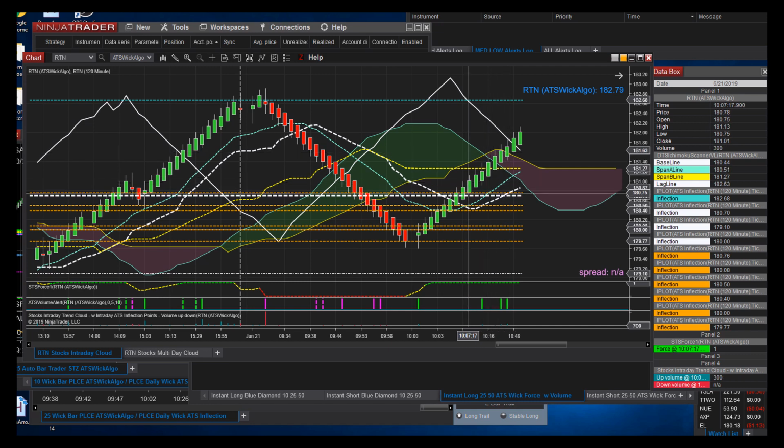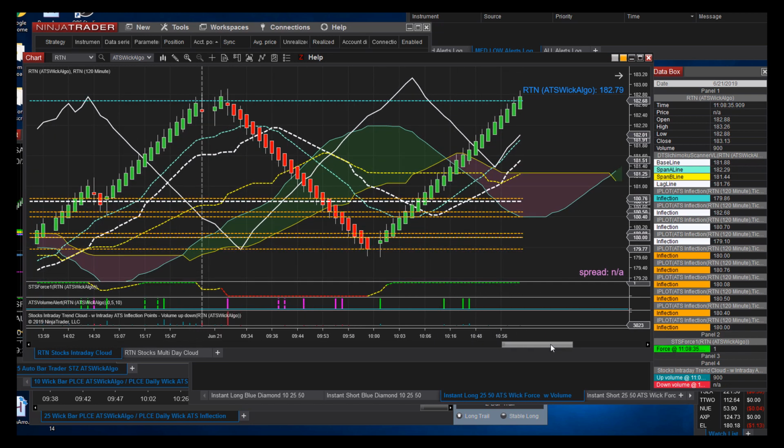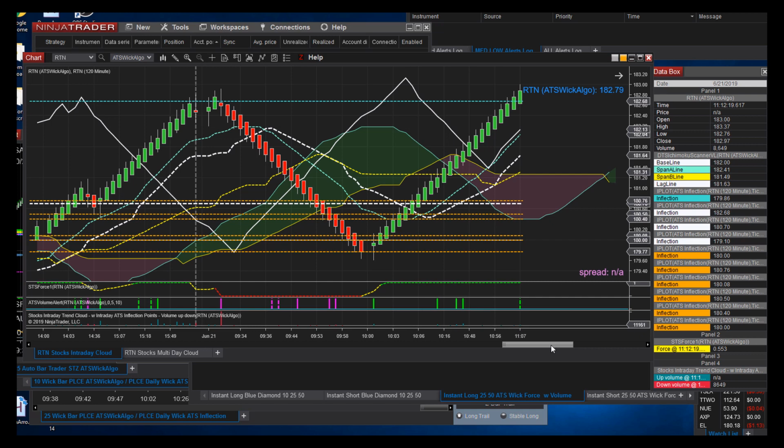Once it cleared the cloud, also look at what else is going on right in this area. Your lag line is clearing these candles, and you're clearing the cloud. Let's see how far this goes. Keeps going, unbelievably strong. Now, there's other charts can help you read the strength of this move.